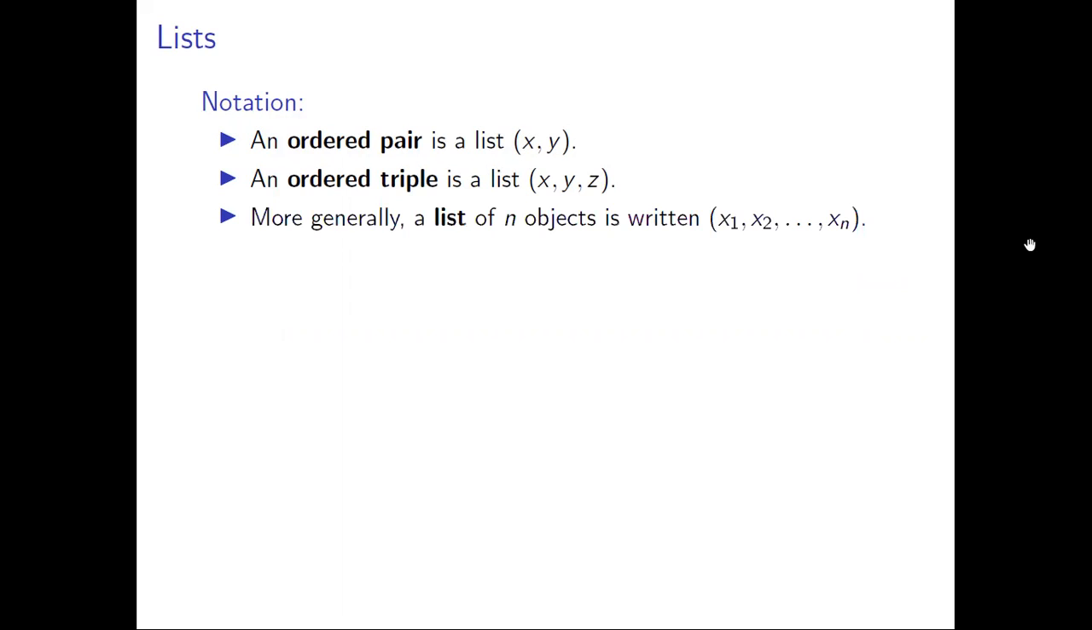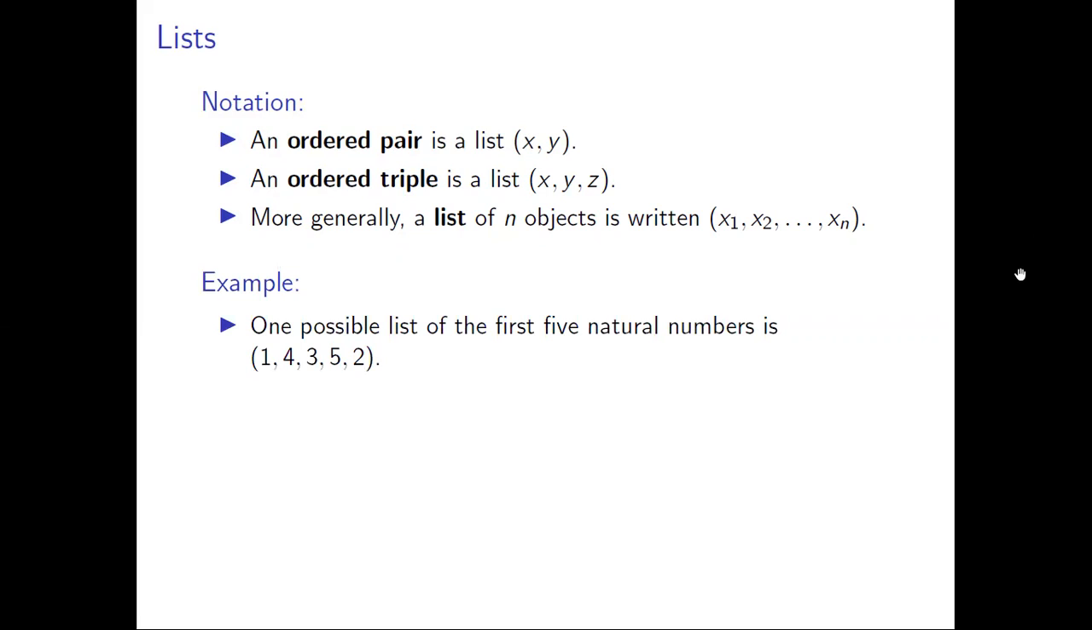More generally, a list of n objects, where n can be any positive integer, can be written like this. It can be written x1 comma x2 dot dot dot all the way through xn. So we're taking the n objects, we're listing them out in some order.